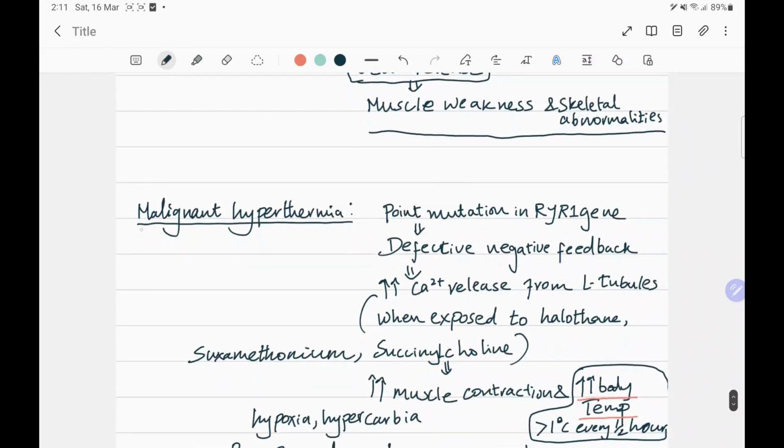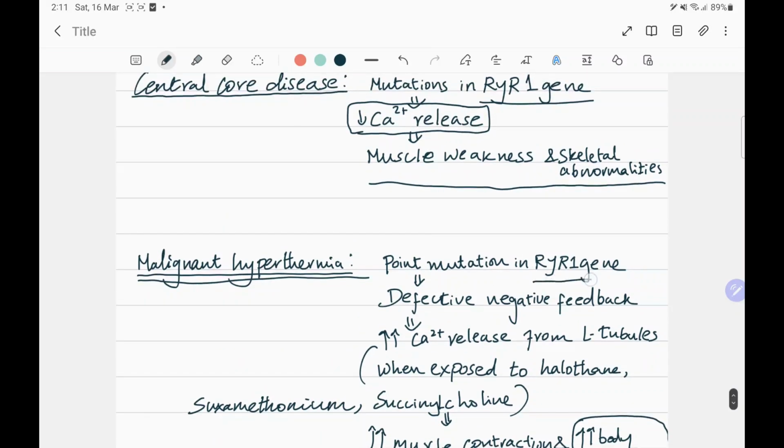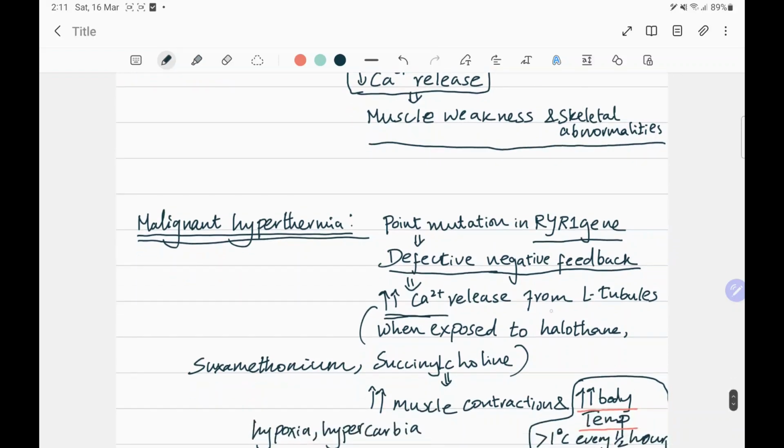Then you have malignant hyperthermia. So what is malignant hyperthermia? Again, you have a point mutation in the ryanodine 1 gene, but here the ryanodine receptor regulates itself. When it releases a certain amount of calcium, it says, okay, that's enough. So it has a negative feedback on itself, to prevent too much calcium from being released. But here, because of this mutation, you have a defective negative feedback. So the ryanodine receptor just doesn't know how to regulate itself and releases a lot of calcium from the L tubules, and this is precipitated in malignant hyperthermia.